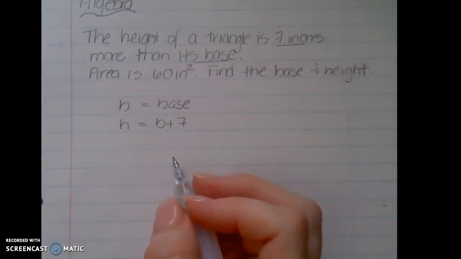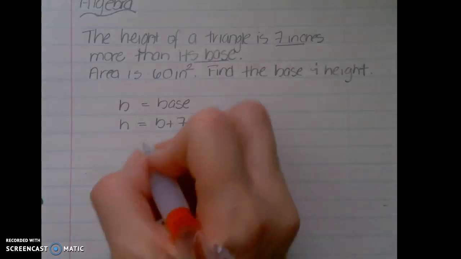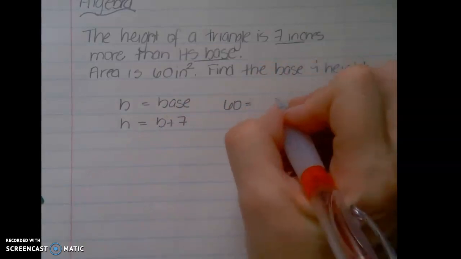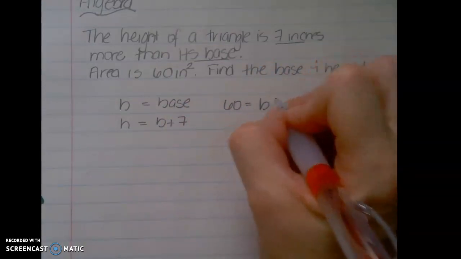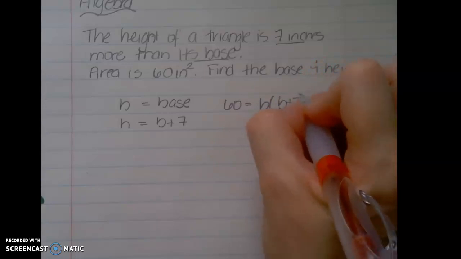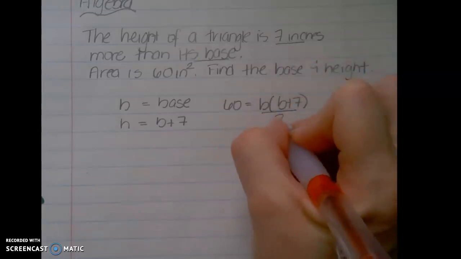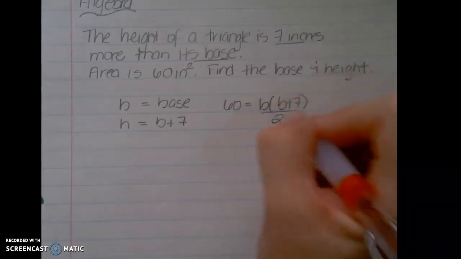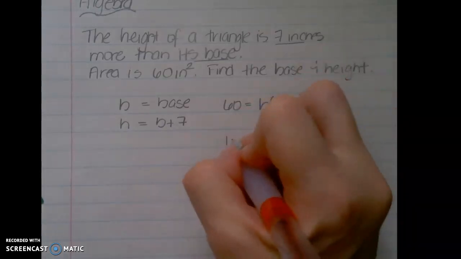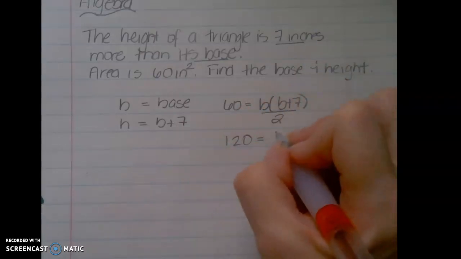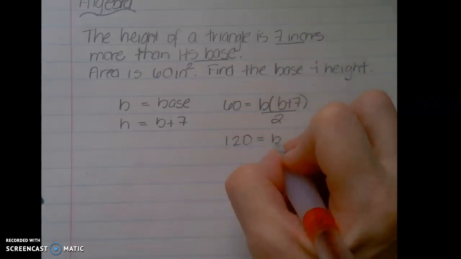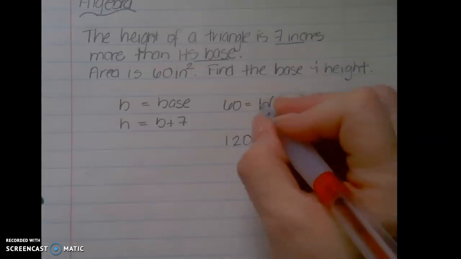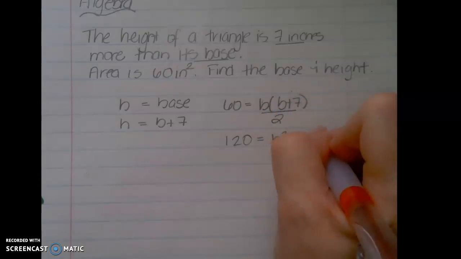Now, we're going to use the formula for the area of a triangle to find B. So area is 60 equals B times B plus 7, all of that divided by 2. Now we're going to use algebra to solve. I'm just going to do 60 times 2 is 120 equals B times B is B squared plus B times 7 is 7b.